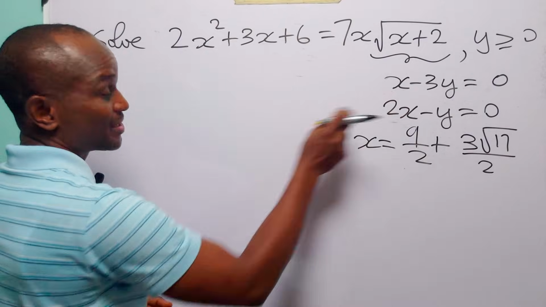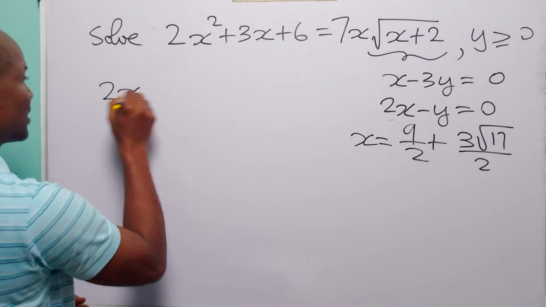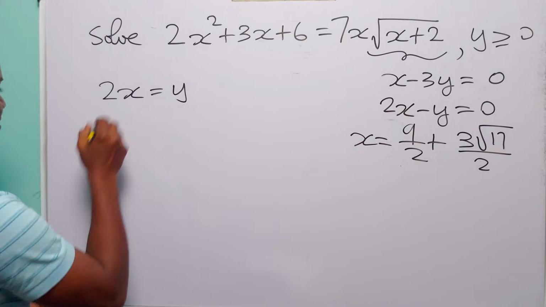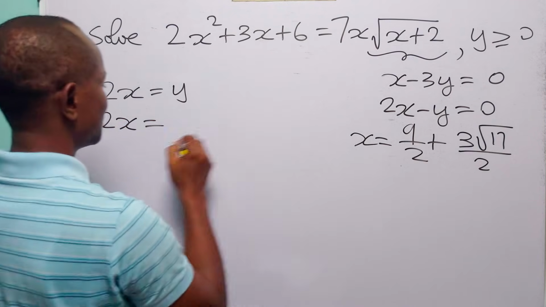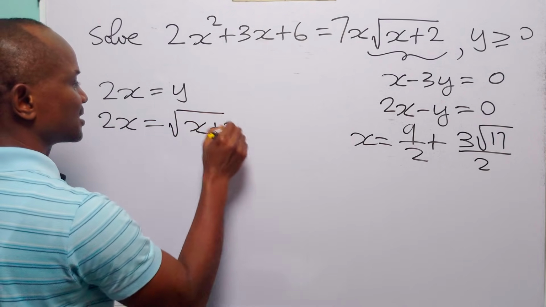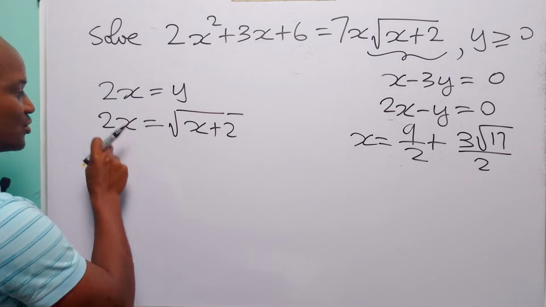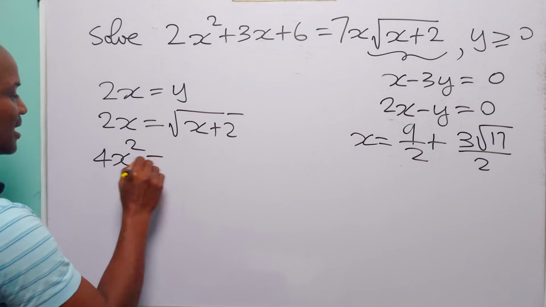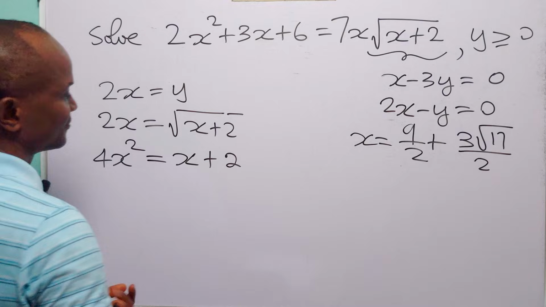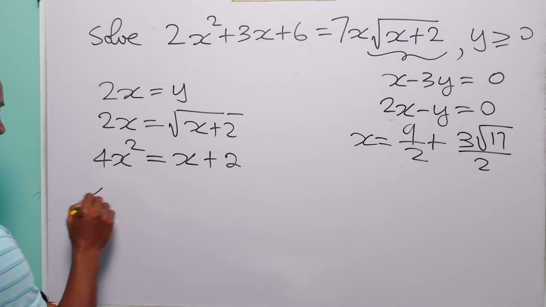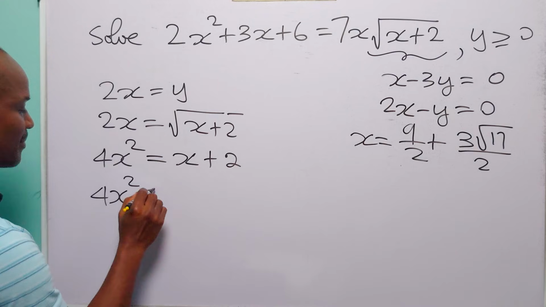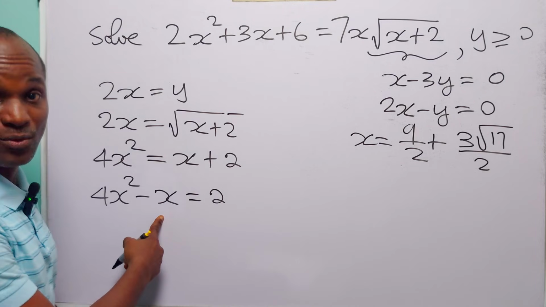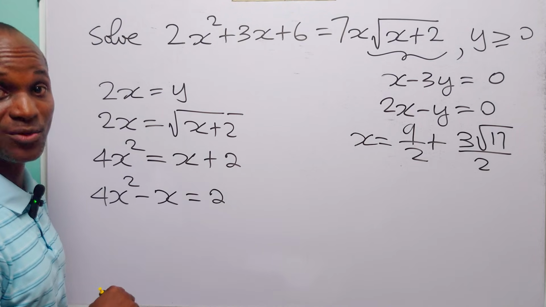Now, from the second equation, we have that 2x is equal to y. This simply means that 2x is equal to root x plus 2. And of course, to get rid of this square root, we square both sides of this equation. When we square this, we have 4x squared, and this is equal to x plus 2. Now, rearranging this equation, we have 4x squared minus x is equal to 2. Once more, we cannot solve this quadratic equation by factorization, so let us solve by completing the square method.